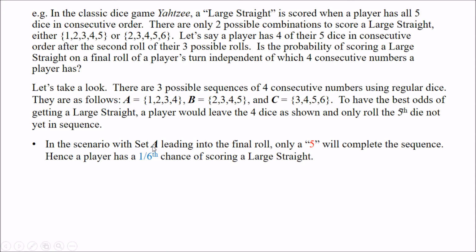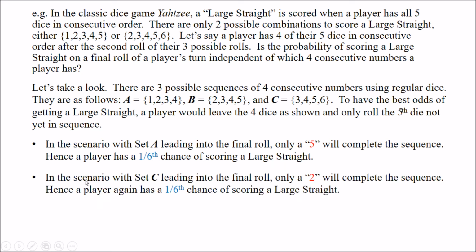So in the scenario with set A leading into the final roll, only a 5 will complete the sequence. That would give the large straight 1, 2, 3, 4, 5. Hence, a player would have a 1 out of 6 chance of scoring a large straight. In the scenario with set C leading into the final roll, only a 2 will complete the sequence, putting it at the start of this consecutive list, 2, 3, 4, 5, 6. Hence, a player again has a 1/6 chance of scoring a large straight.